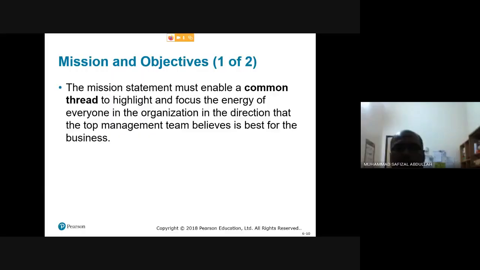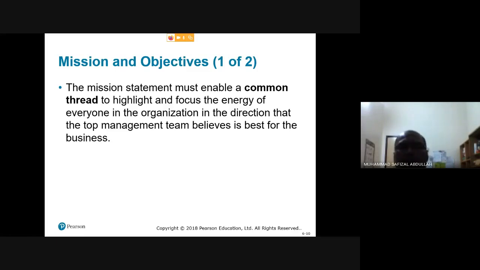This is the mission and objective. Okay, what is a mission and what is an objective? This is what we call the guiding principle of any organization. This mission statement must enable a common thread to highlight and focus the energy of everyone in the organization in the direction that the top management believe is the best for their businesses.